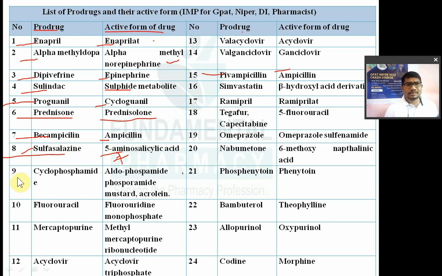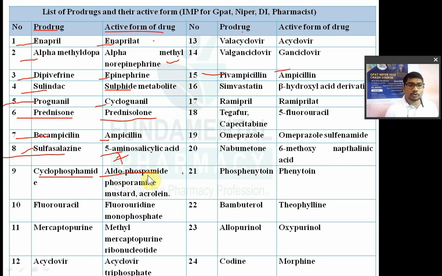Next drug is cyclophosphamide. So इसके ऊपर GPAT 2023 में भी क्वेश्चन आ चुका है, पहले भी क्वेश्चन आ चुका है. Cyclophosphamide is a prodrug. What is cyclophosphamide? It is an anti-cancer drug known as an alkylating agent, and it is a prodrug converted into a metabolite known as aldophosphamide.